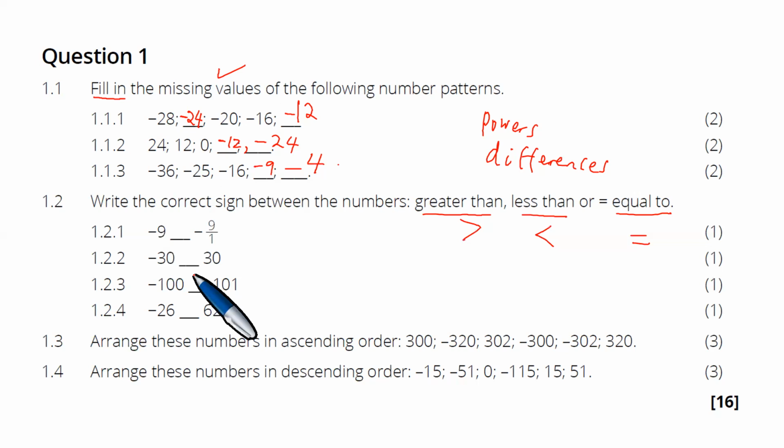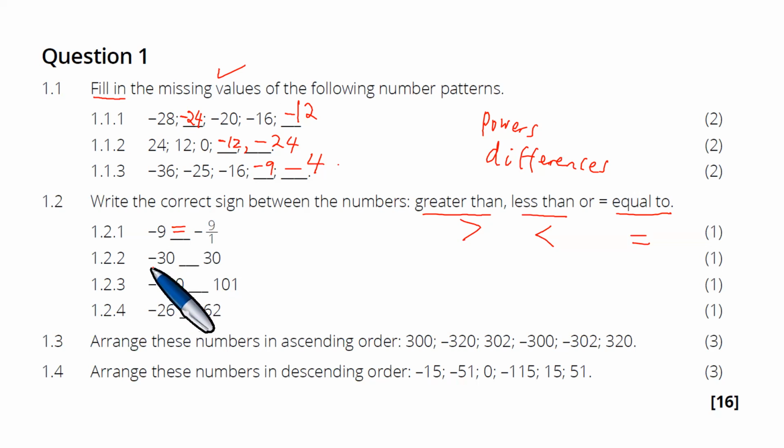But we realize that if you divide minus 9 by 1, you get minus 9. And minus 9 is equal to itself. Therefore, these two are equal to each other. So there is an equal sign there. Okay, next question.